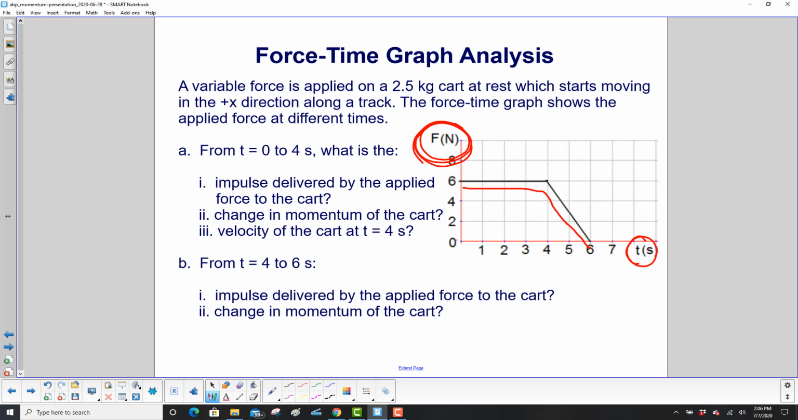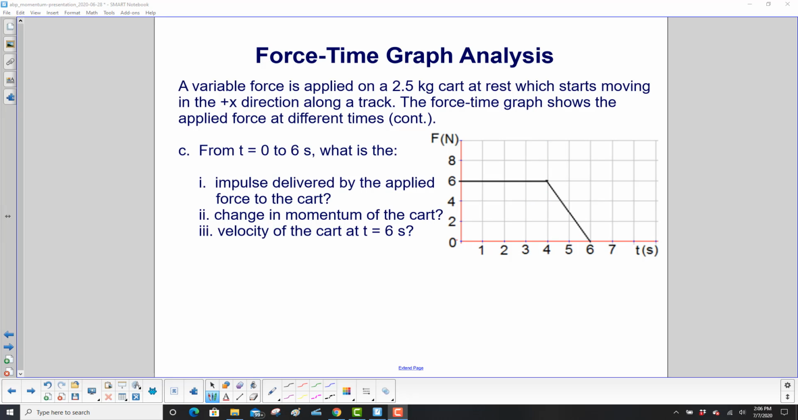From 0 to 4 seconds, right, that's from here to here, what is the impulse delivered by the applied force to the cart? What is the change in momentum of the cart? And then what is the velocity of the cart at t equals 4 seconds? Then from 4 to 6 seconds, what is the impulse delivered? And what is the change in momentum of the cart? And then from t equals 0 to 6 seconds, that's the whole thing here, what is the impulse delivered by the applied force to the cart? What's the change in momentum of the cart? And then what is the velocity of the cart at 6 seconds?